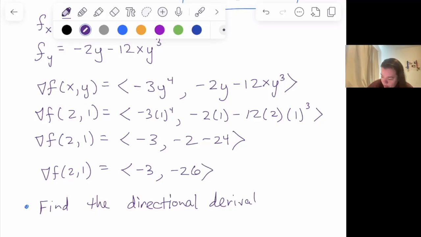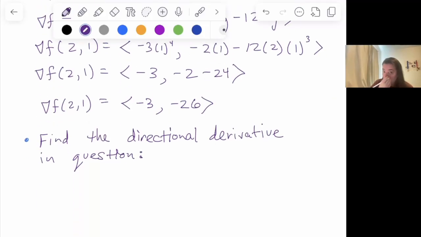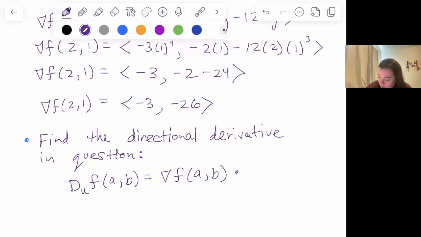I'll just say find the directional derivative in question. I'm not going to repeat all of the nuts and bolts here. Let's just find the directional derivative that is in question. Remember, to find this, the way we write it is d sub u of f at the given point, and that is going to equal the gradient vector at that point dot product with the unit vector of the path or direction you are traveling.